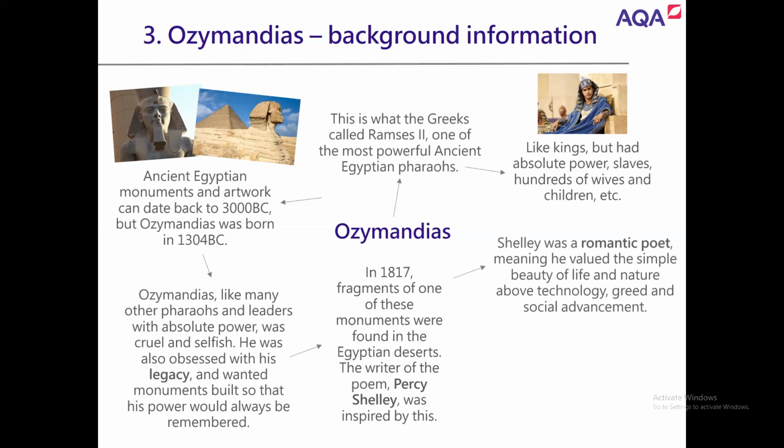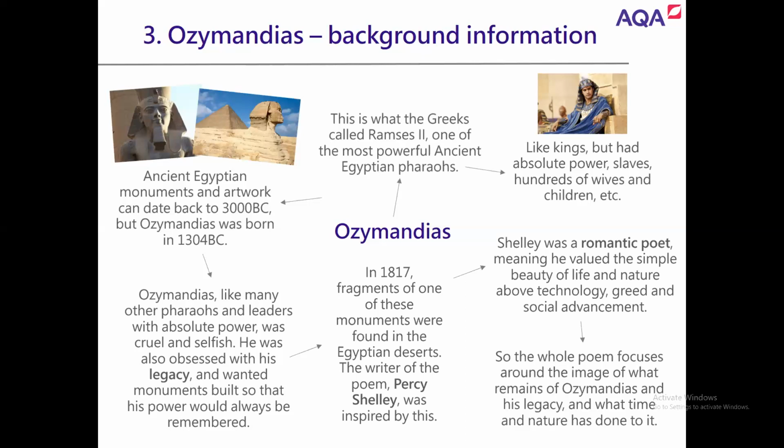Shelley was a romantic poet, which doesn't mean what you'd think it would mean. It basically means he valued the simple beauty of life, simple things in life, and nature as well, above things like technology, which it was during the Industrial Revolution, greed and social advancement. So he had values, like many other poets, some of them will be in the anthology, that favored simplicity, beauty, nature. So the whole poem basically focuses around the image of what remains of Ozymandias and his legacy and what time and nature has actually done to it.